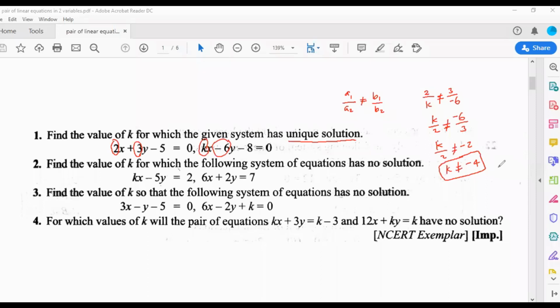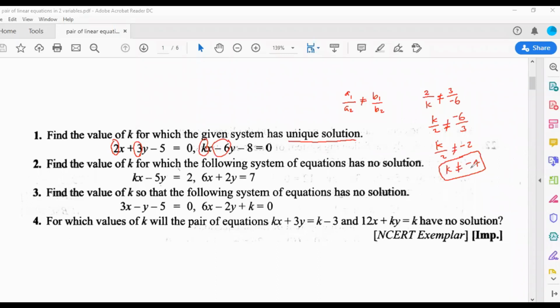Sir, we are asked to find the value of k now. Yes. Value of k means k can be any real number. The answer you write up to here, k not equal to minus 4, then write a sentence: k can be any real number except minus 4. k can be 1. If k is 1, then definitely A1 by A2 is not equal to B1 by B2. Similarly k can be any real number except minus 4.